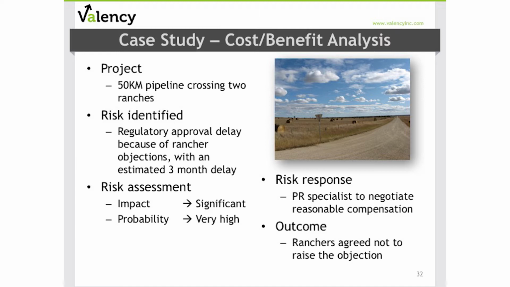The project team ultimately settled on a mitigation action of contacting the ranchers and offering compensation before they publicly raised objections to the applications. Even with this option, there was a maximum that the company was willing to pay to each rancher based on the impact of the 3-month delay. Ultimately, the identified risks were effectively mitigated and the potential delay was avoided.